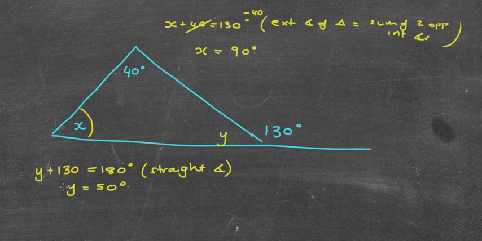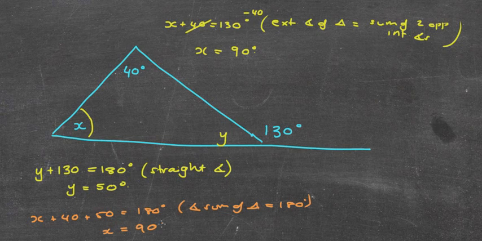Okay, now I can then say, I'll do some different color, x plus 40 plus 50 is equal to 180 degrees. The reason: angle sum of a triangle equals 180 degrees. Therefore, x is equal to 90 degrees, because I'm going to take away the 90 from there to get 90 degrees. So again, a little bit longer, but certainly probably easier wording.